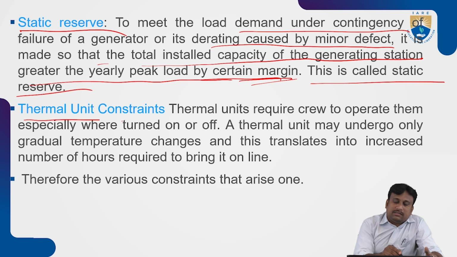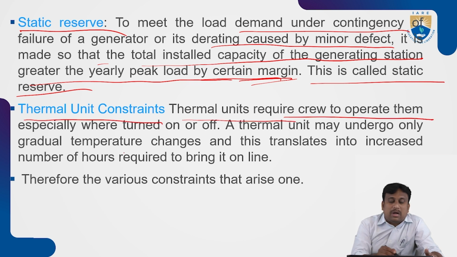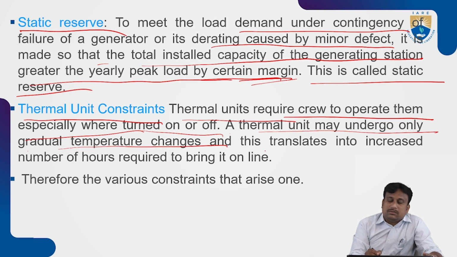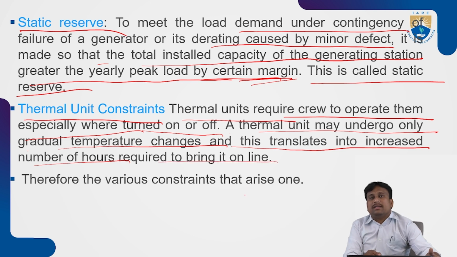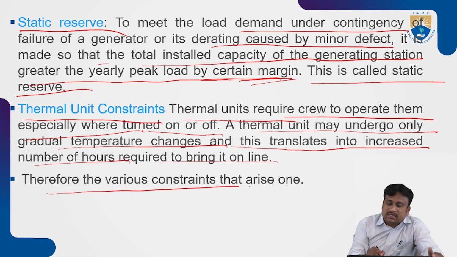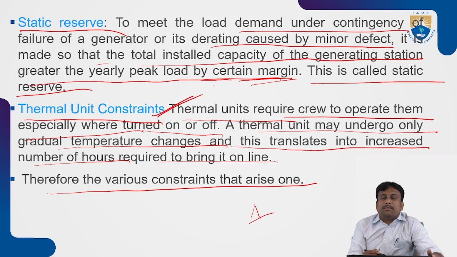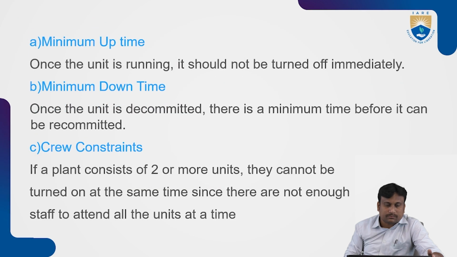Thermal unit constraints are the constraints which require a crew to operate the units, especially when they are turned on or off. A thermal unit may undergo only gradual temperature changes. That translates into an increased number of hours required to bring it into the online case. Therefore the various constraints that arise together give the thermal unit commitment constraints.